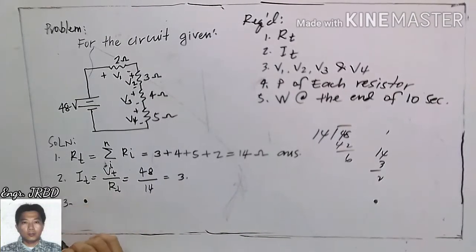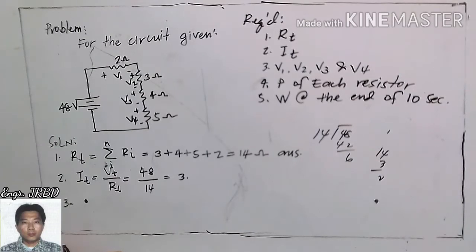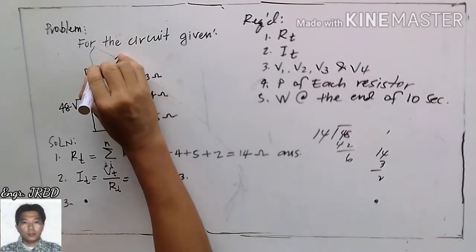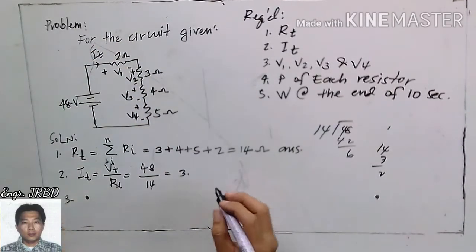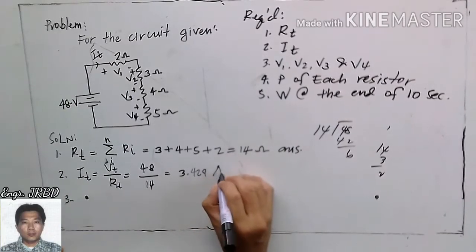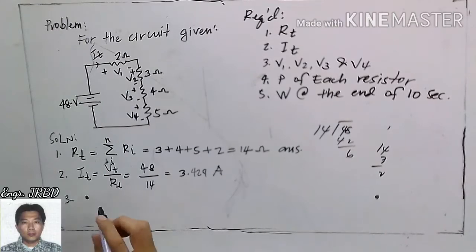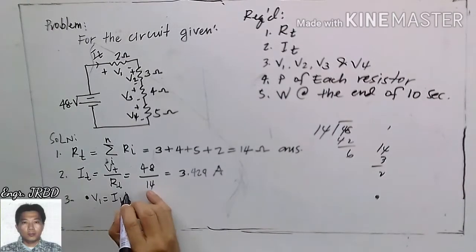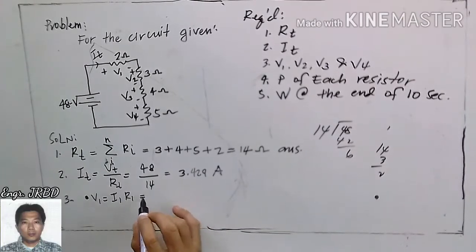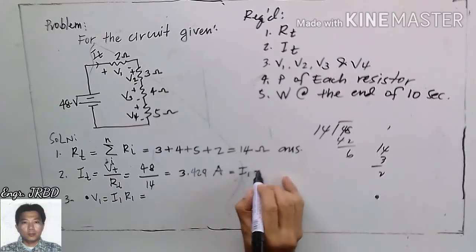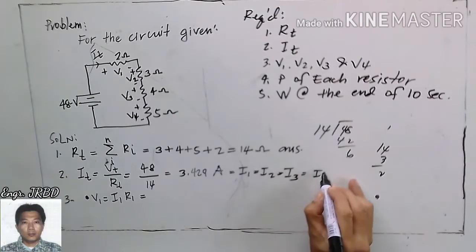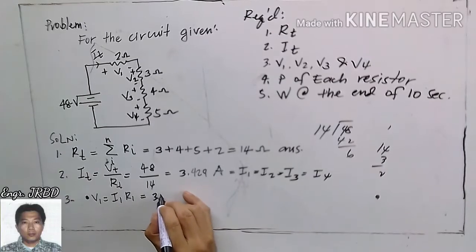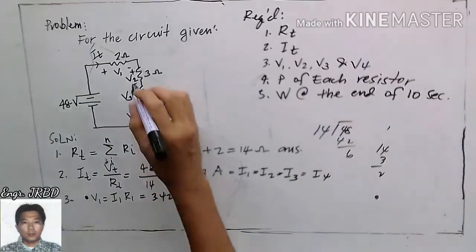Number 3, what is V sub 1, V sub 2, V sub 3, and V sub 4? First, we need to find your I total. Okay, what is our I total? 3.429 amperes. Okay, next is the voltage. So V1 is I1 times R1. The total current is also the same as your I1, also the same as I2, I3, and I4. So this is just 3.429. This is also your I sub 5.